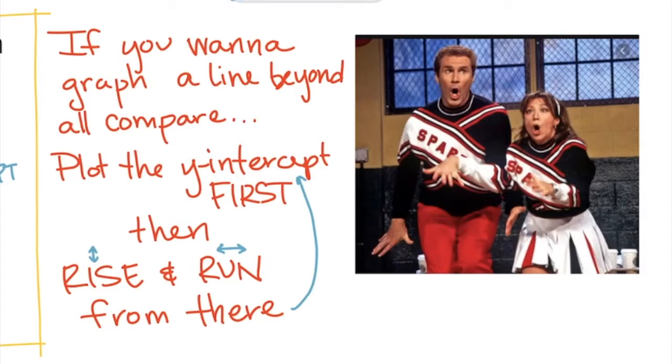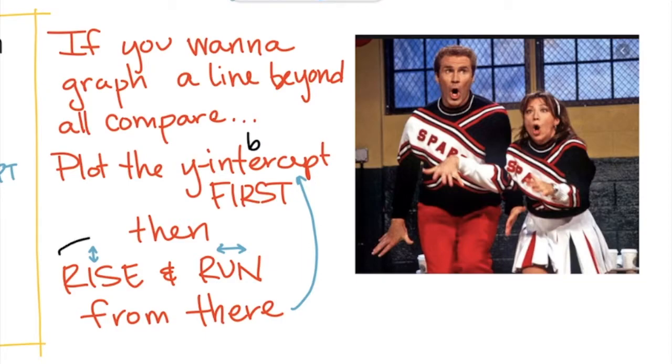The reason I made it is because a lot of times the students would try to do slope first and count from the origin. So if you're going to graph a line, a really good way to do it is identify what your y-intercept is. That's your b value. You're going to plot that y-intercept. Where do you plot it? It's on the y-axis.